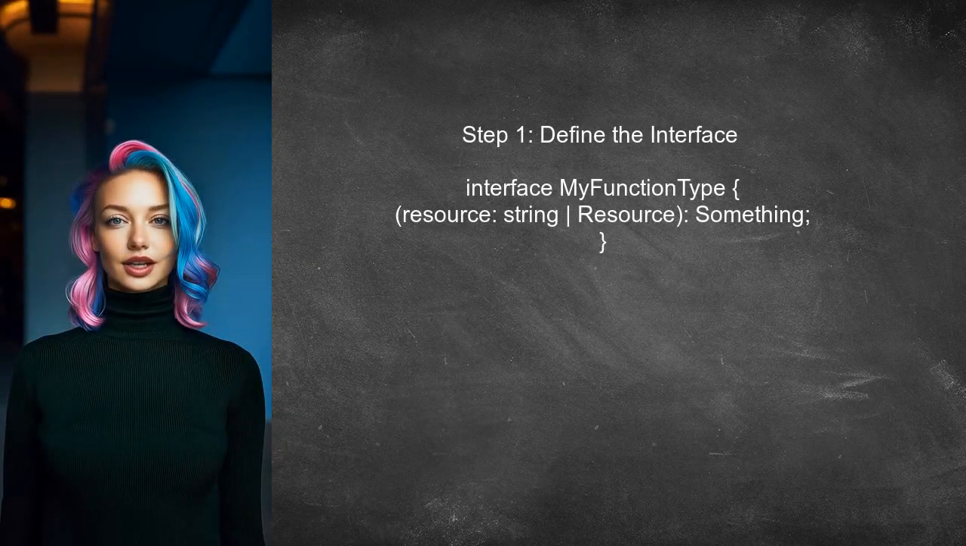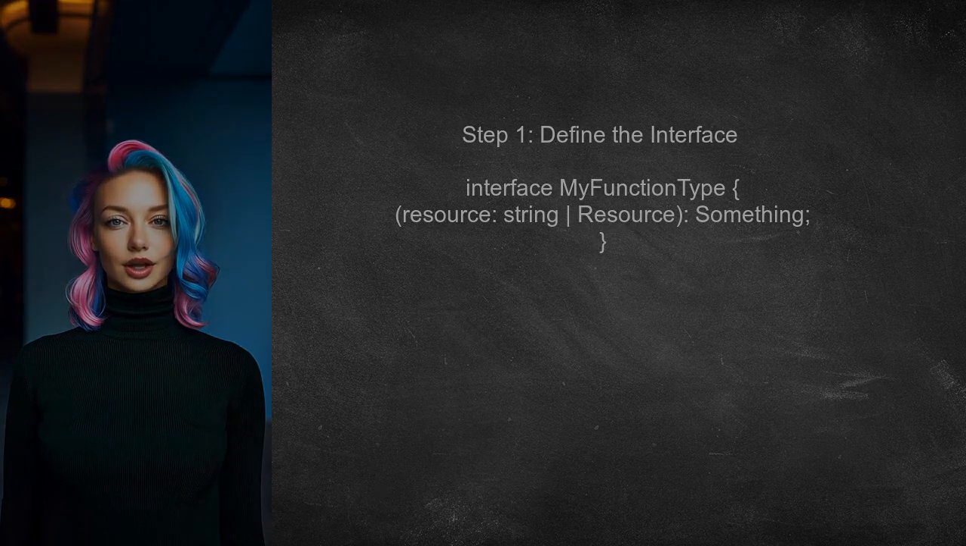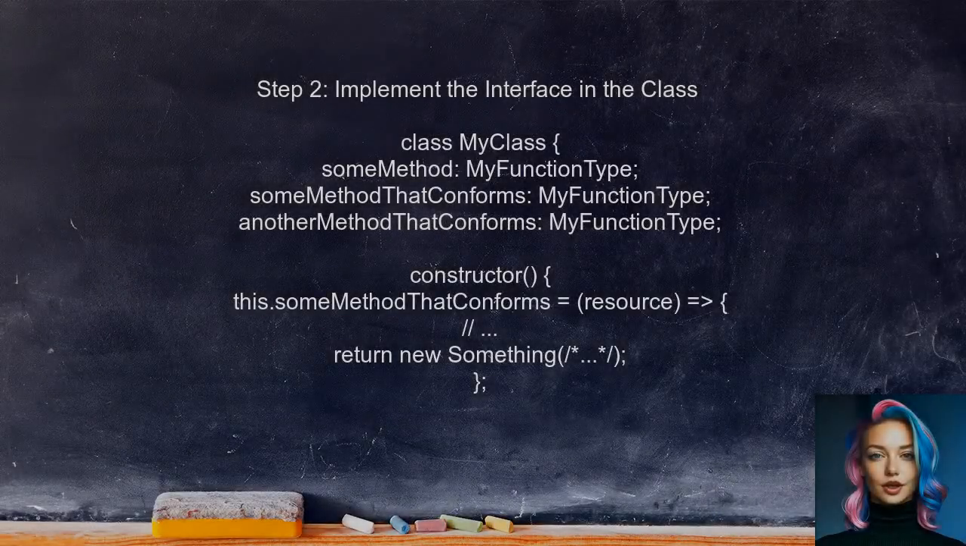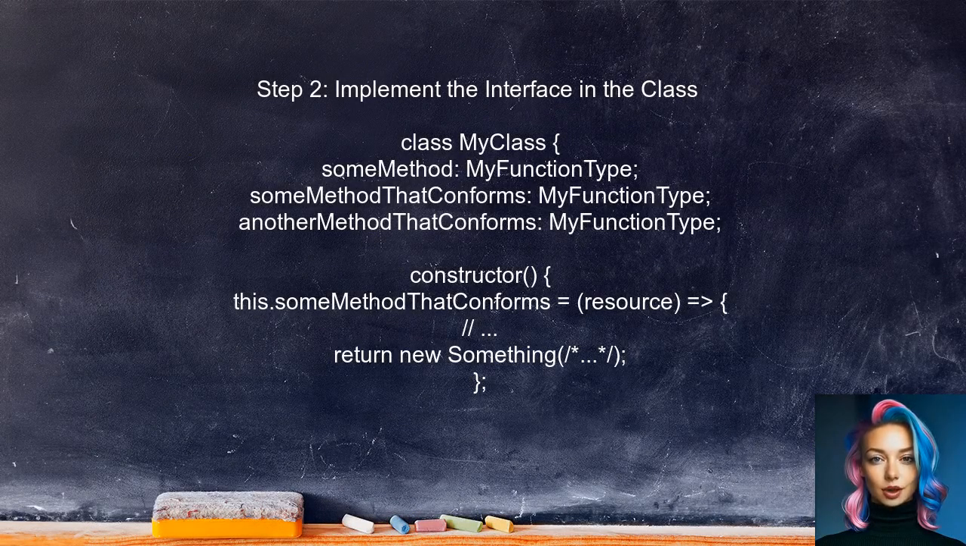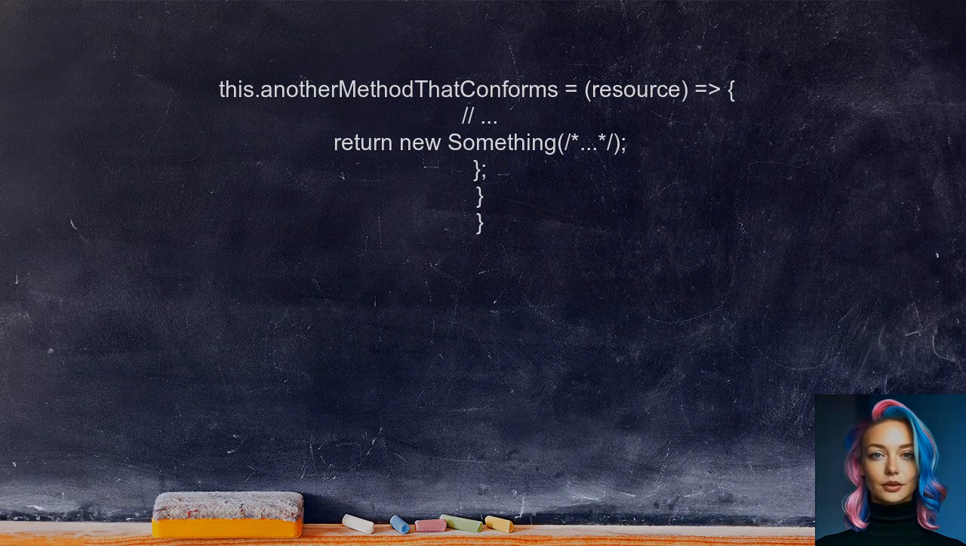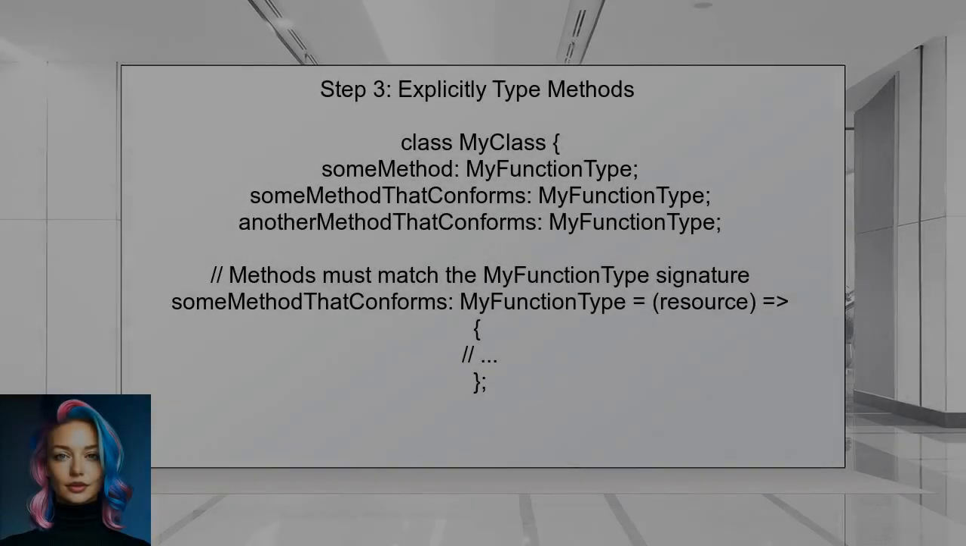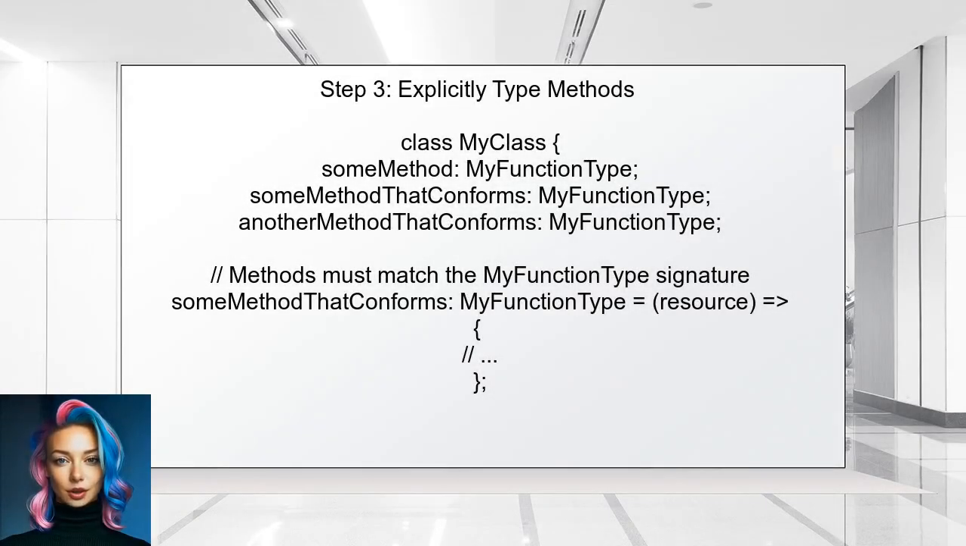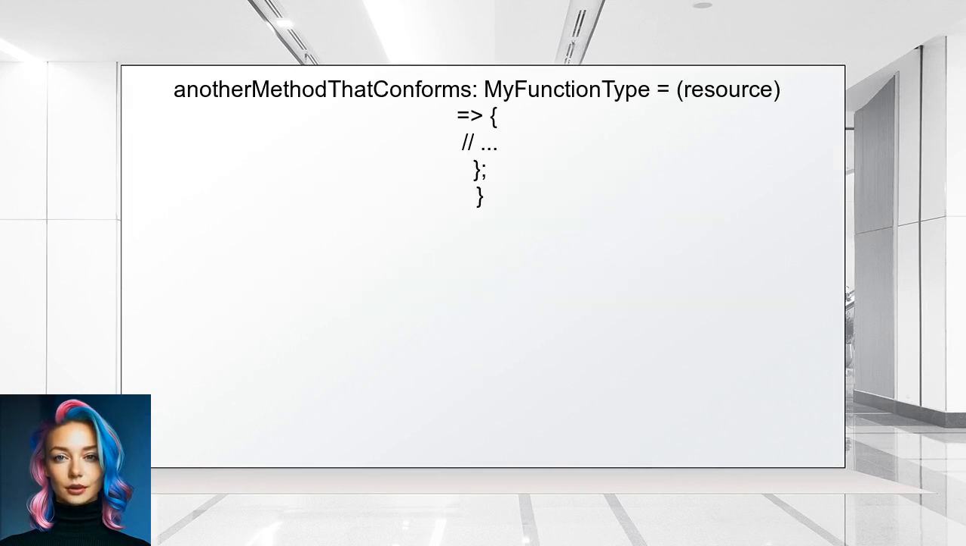To enforce a function type interface on class methods, the user should start by defining the interface. This interface will specify the function signature that the methods must adhere to. Next, the user should implement this interface in the class. This can be done by declaring the methods with the interface type, ensuring they conform to the specified function signature. Now, the user should ensure that any method that is supposed to conform to the interface is explicitly typed. This will help catch any discrepancies at compile time.